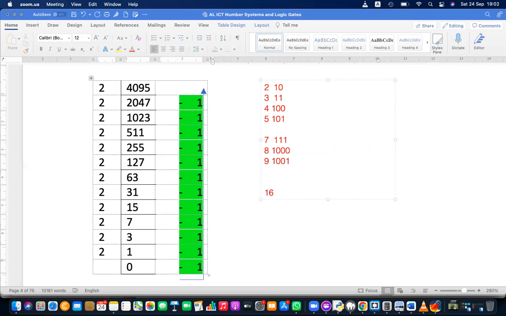16 is 2 to the power 4. You can write 1 0 0 0 0, 4 zeros. Then 15 you can find again. 15 is 1 less than that, no? That is 1 1 1 1. Then 17 is 1 more than that, right? That is 1 0 0 0 1. So see how to find the relative numbers. 1 is 1.